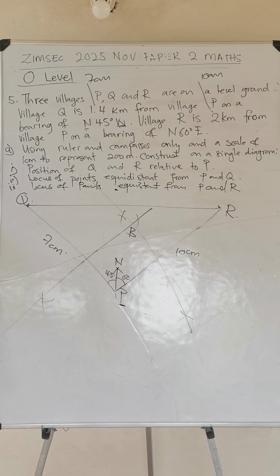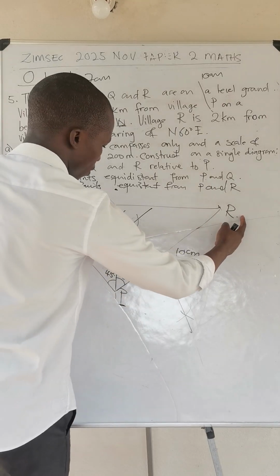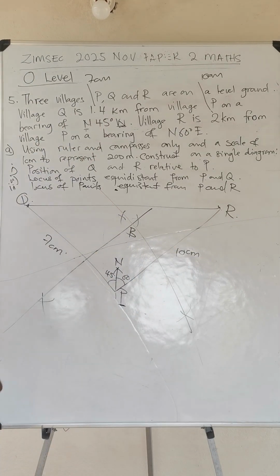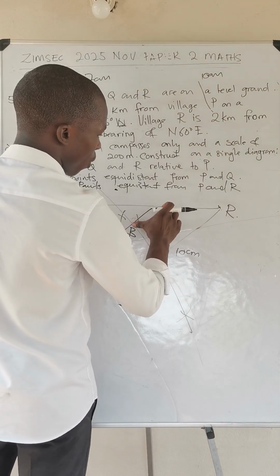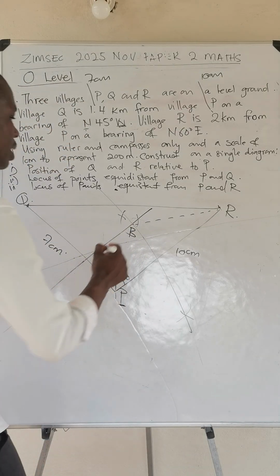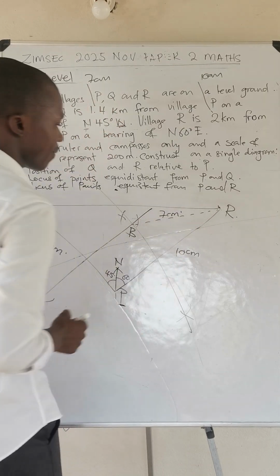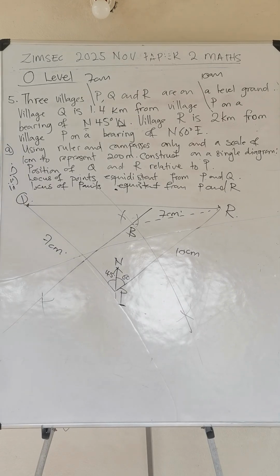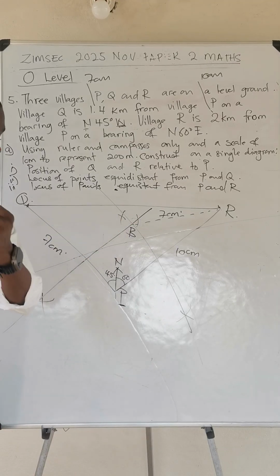So the other question says, calculate the actual distance of village R from the ball in kilometers. Okay, calculate the actual distance of village R from the ball. So you just take your ruler or your compass, then you open your compass here, then you measure this distance. For example, let's say you get 7 centimeters. But on our scale, they need the actual distance. Okay, they are requesting the actual distance.